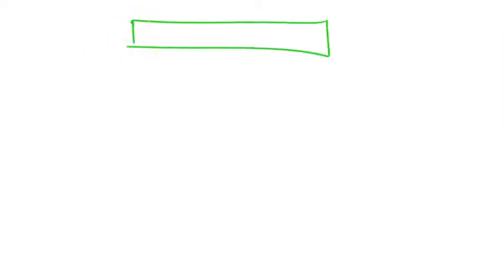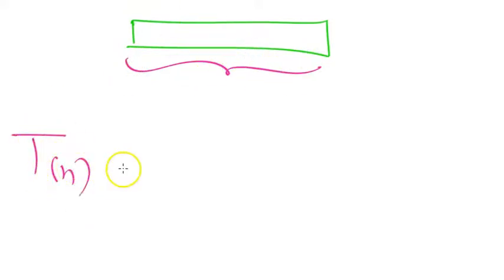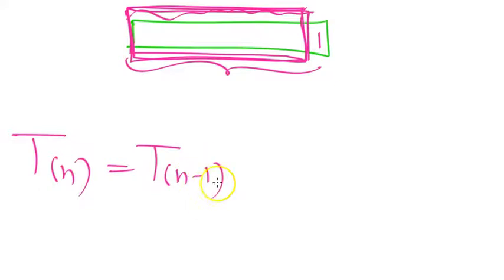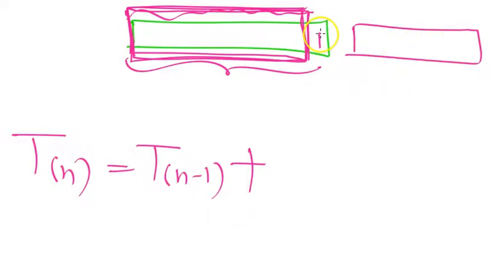Let me summarize this. We want the number of n length bit strings. How many n length bit strings have consecutive zeros? Now you can notice, if the last bit is 1, then definitely I must get consecutive zeros in these n minus 1 bits. So I can write it Tn minus 1, plus, either this last bit is 1 or this last bit is 0.